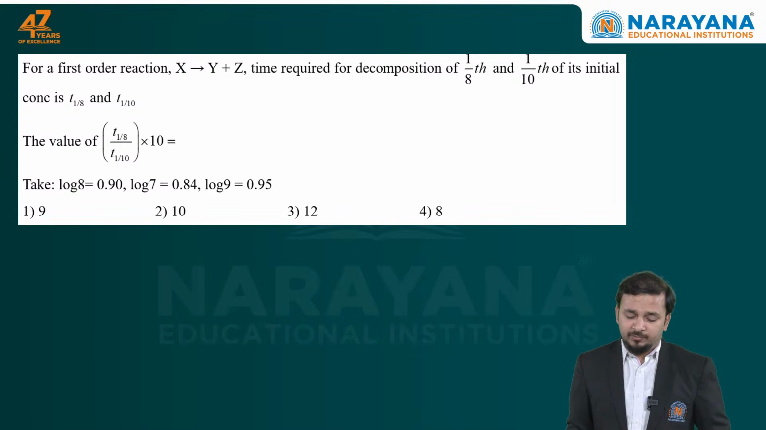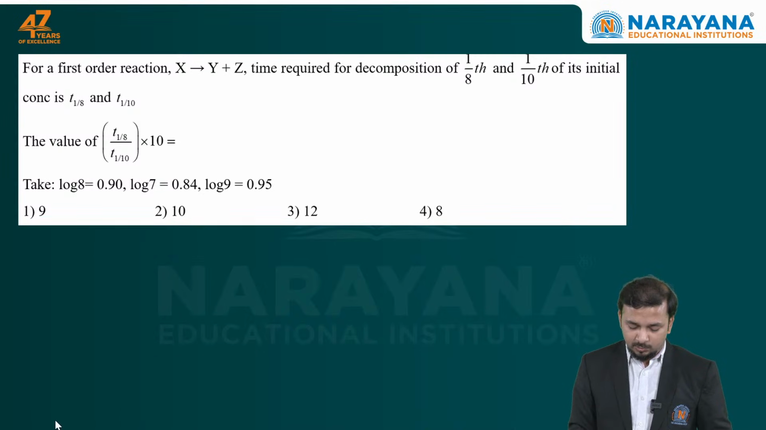So the first question in front of us is from kinetics, chemical kinetics. Question says for a first order reaction, X gives Y plus Z. Time required for decomposition of 1/8 and 1/10 of its initial concentration is T1 by 8 and T1 by 10. The value of T1 by 8 upon T1 by 10 into 10 is equal to. So let's start with this question.